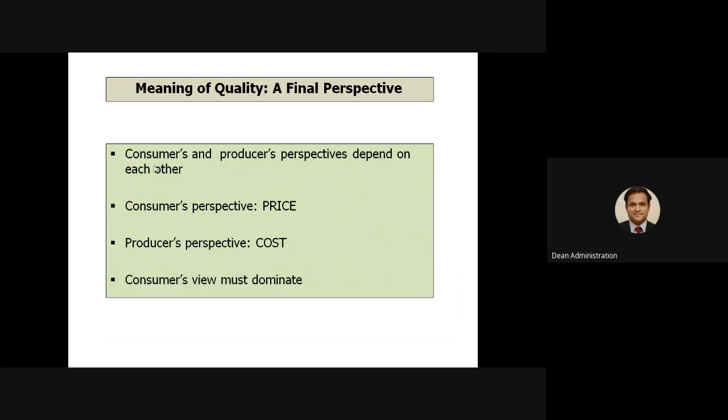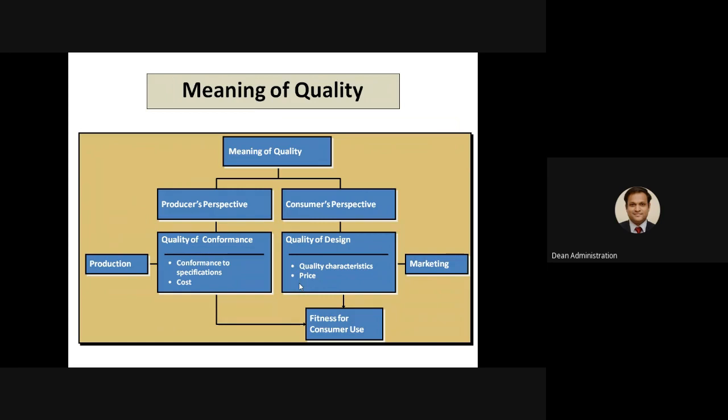And here is the meaning of quality final perspective. Consumers' and producers' perspectives depend on each other. Consumers' perspective is always price, producer's perspective is cost. The consumer's view must dominate. Right? That means the price must be at the consumer's view, the quality must be at the consumer's viewpoint, and therefore the producer has to adapt and innovate in order to meet those demands. Okay. So, meaning of quality, producer's perspective, consumer's perspective. Here is quality of conformance, conformance to specification, and the quality of consumer's perspective is quality of design, that is quality characteristics and price.